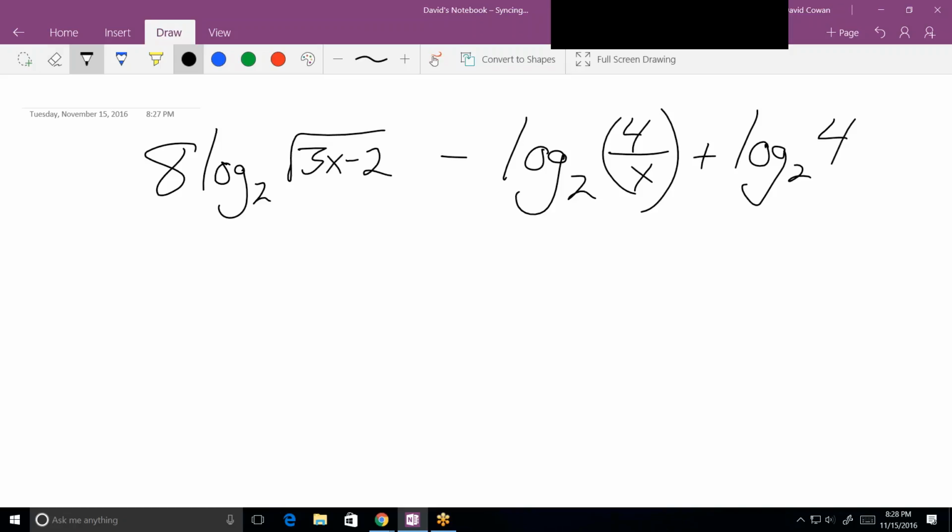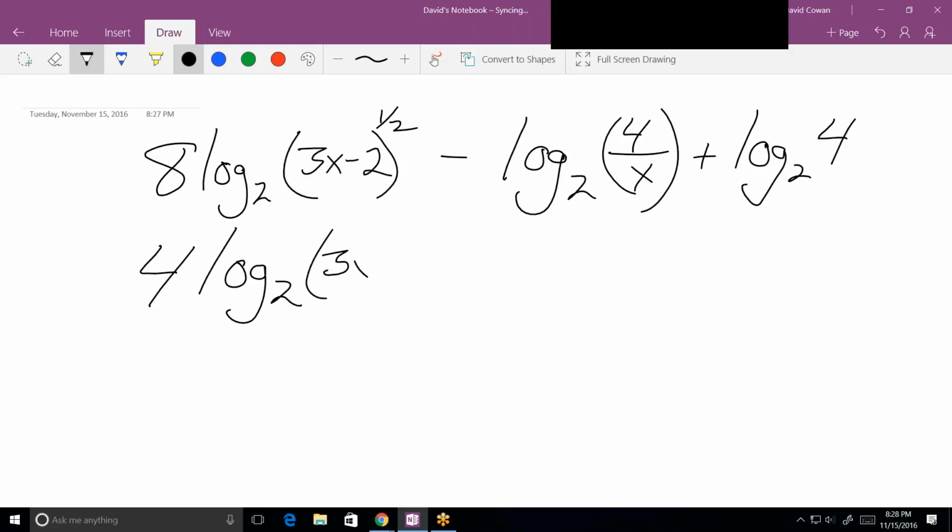First thing I'm going to do is get rid of that radical sign, because exponents are key. So I'm going to change that to the 1/2 power. Now I can bring that 1/2 multiplied by the 8, so this term turns into this. Since I am subtracting this, then I could combine those two terms and put this in the divisor. So if I had the log of 3x minus 2 divided by 4 over x, that would be the same as the log of that minus the log of that.